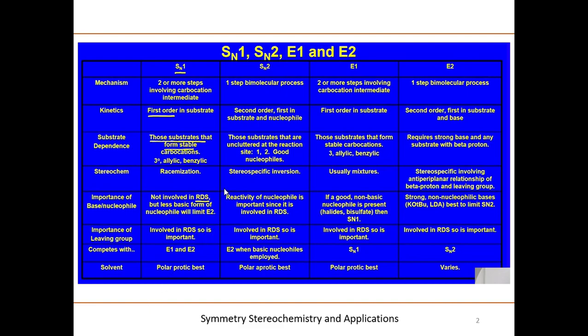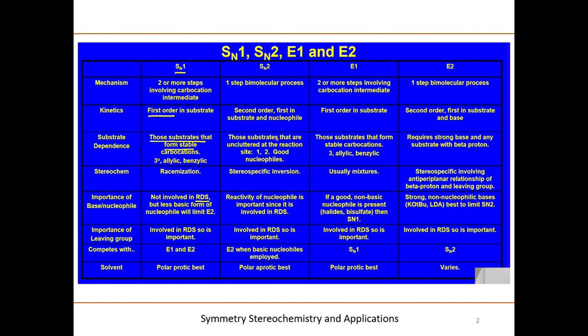While talking about the SN2 reaction, it's a one-step and bimolecular reaction, because the rate is dependent on both the concentration of alkyl halide as well as the concentration of nucleophile. That's why it's a bimolecular reaction, and it's a second order reaction, first in substrate and second in nucleophile. As I told you, the rate depends on both the concentration of substrate as well as nucleophile.